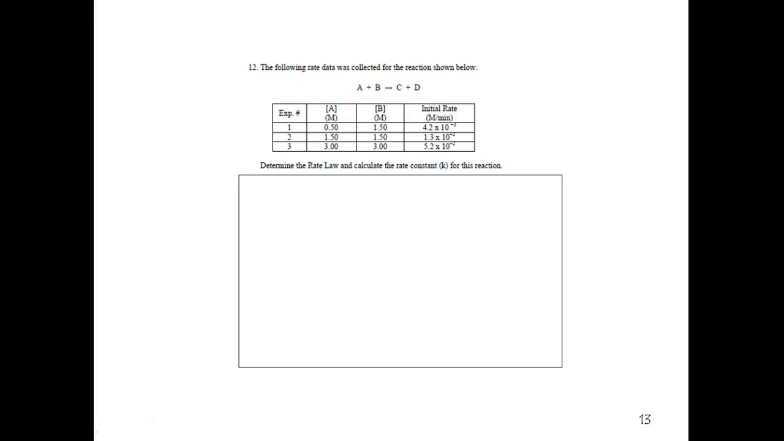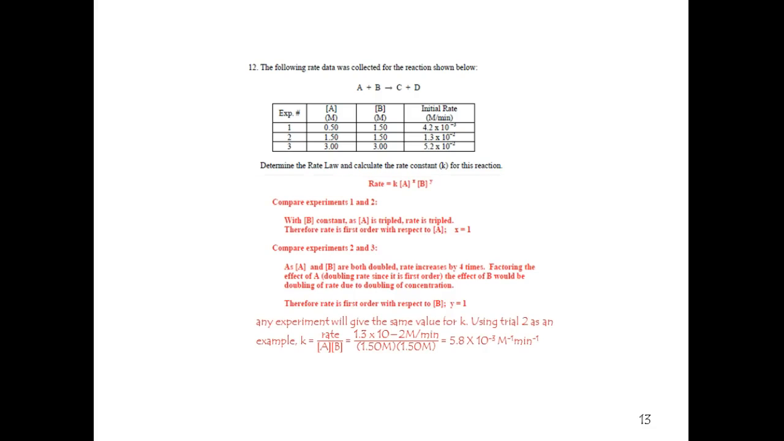Here's the answer. Oh, by the way, we still need to get the rate constant. And for that, we can take any trial. And now that we know rate equals k times A times B, we can pick any of the trials, plug in that data, solve for k. Okay, let's reread this to make sure you understand it.